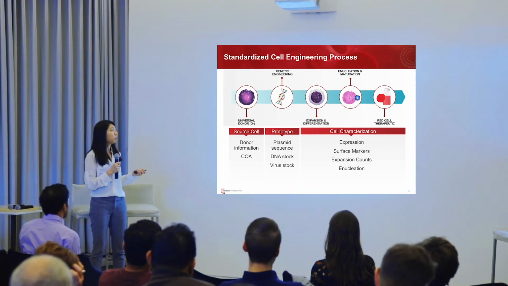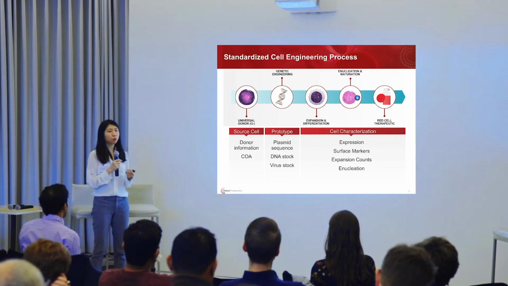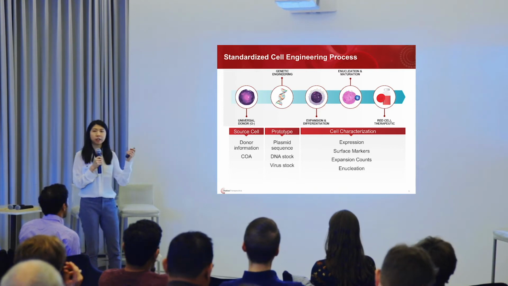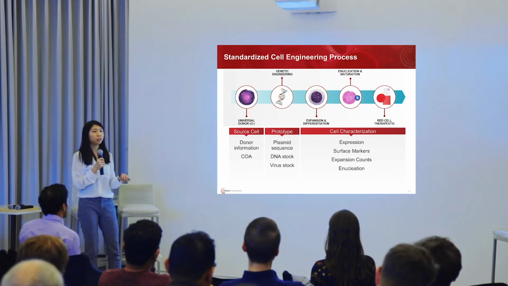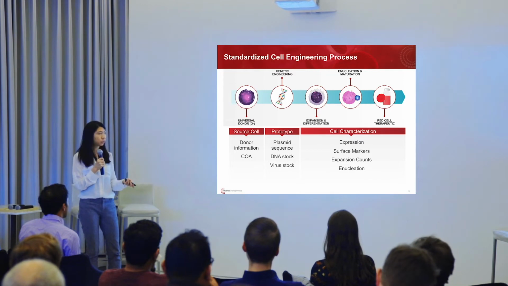And then along the way, when we're differentiating our cells, we take lots of information, such as the expression of our therapeutic protein, any surface markers of our cells, and the expansion counts to make sure our proteins are not impacting the health of our cells, and how well our cells can enucleate.